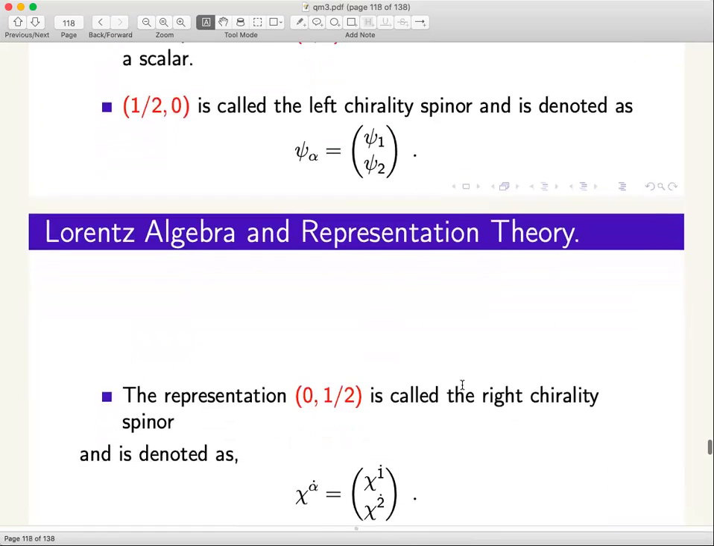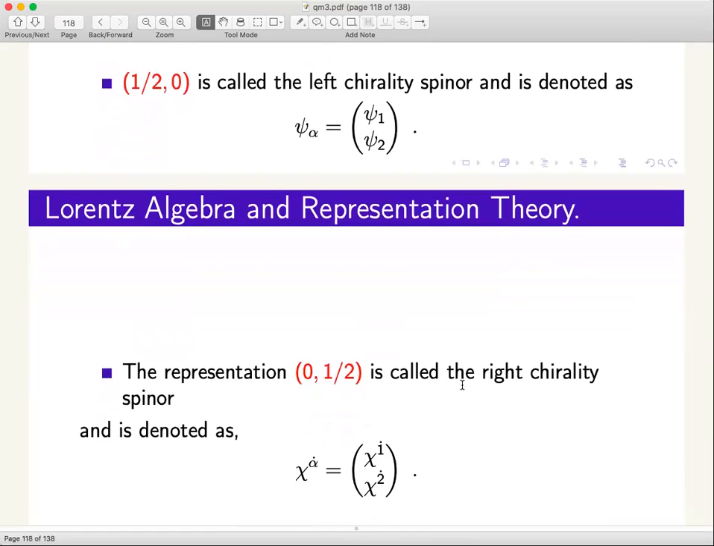Instead of that, if you looked at 0 half, then it is a right chirality spinor and is denoted as chi alpha dot, which is chi1 dot chi2 dot. Notice the difference. The half 0 is an undotted index and 0 half is a dotted index. Something very important: this is a convention.